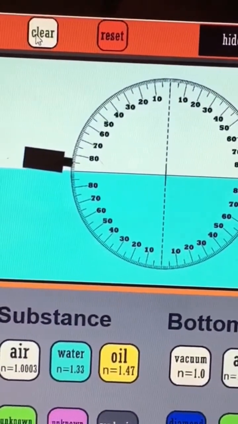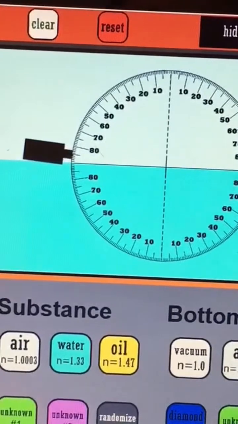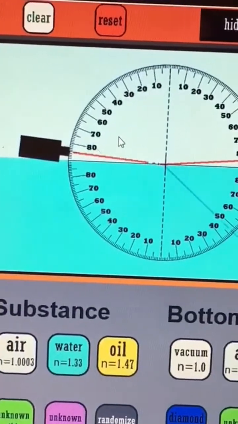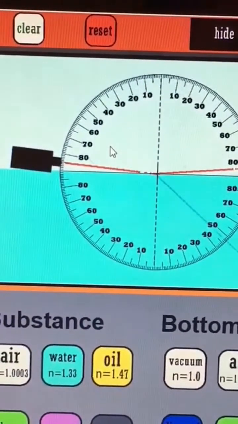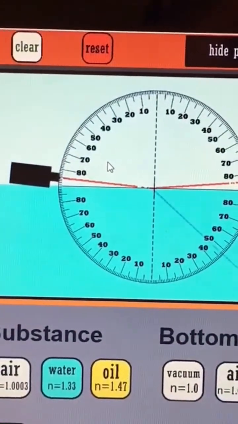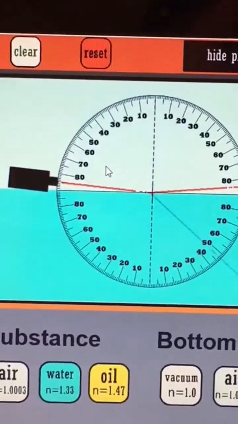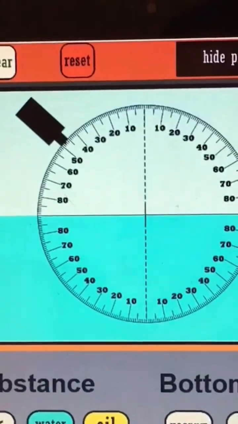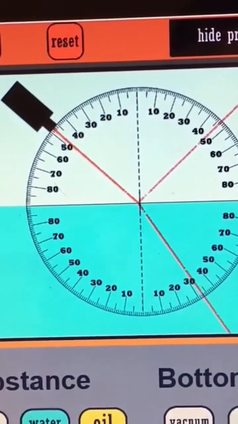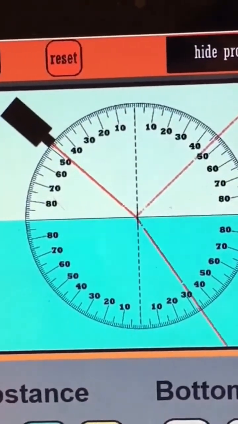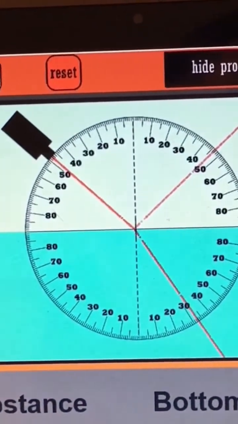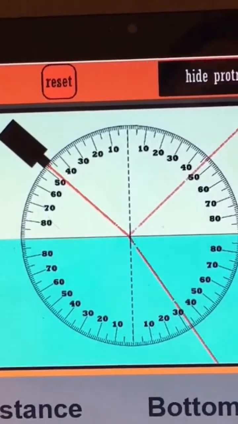For our second time, we will move our light source, and we will hit go to get a different measurement, and we will get 85 degrees for angle of incidence, 85 degrees angle of reflection, and 47 degrees of angle of refraction. For our third time, we moved around, and we will hit go, and as you can see, we get 52 degrees angle of incidence, 52 degrees angle of reflection, and 33 degrees angle of refraction.